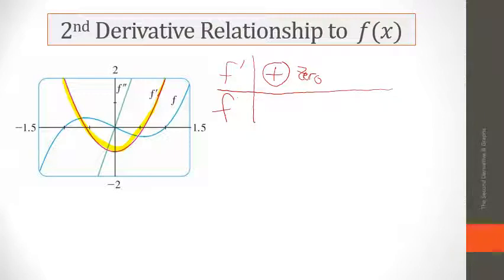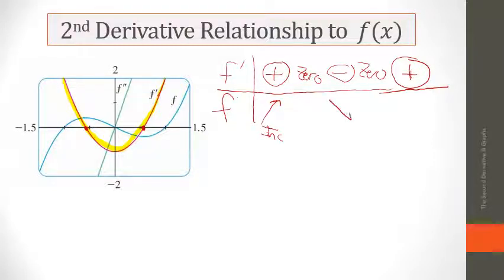Then it is right here, 0. Then it's negative. And then it's got a 0. And then it goes back positive. So what does that mean for the original? That means the original is increasing, then decreasing, and then increasing.